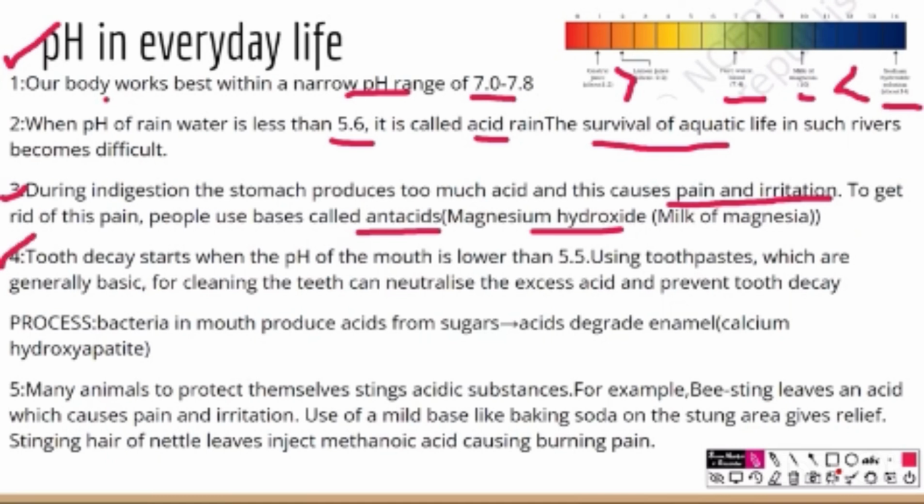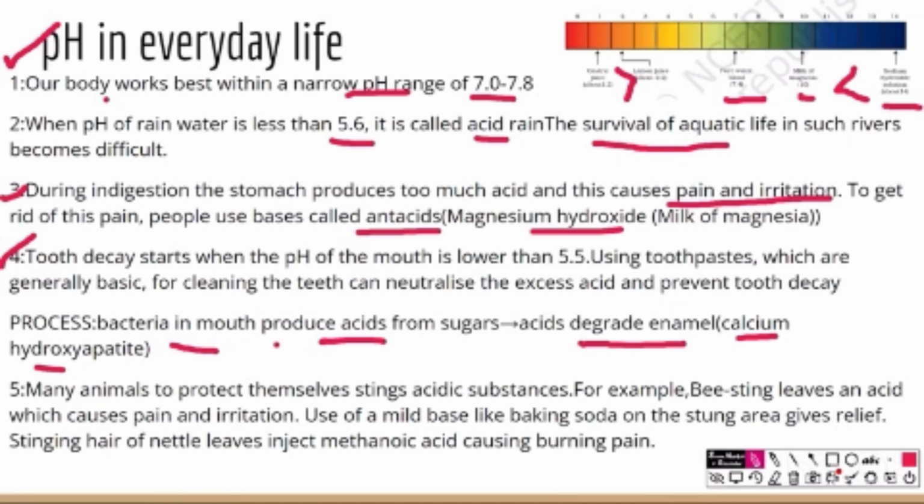Then we have tooth decay. So what actually happens during tooth decay? Let's see that first. When we eat food, we have various bacteria in our mouth, and various food particles get stuck in our teeth. So that bacteria degrades the food particles and forms acids out of them. Okay, it produces acids from the sugar particles and from the food particles that we eat. Now these acids degrade the enamel. Enamel is the outermost layer of the teeth. It is made of calcium hydroxyapatite, which is the hardest substance found in the body. So enamel gets degraded due to the action of these acids.